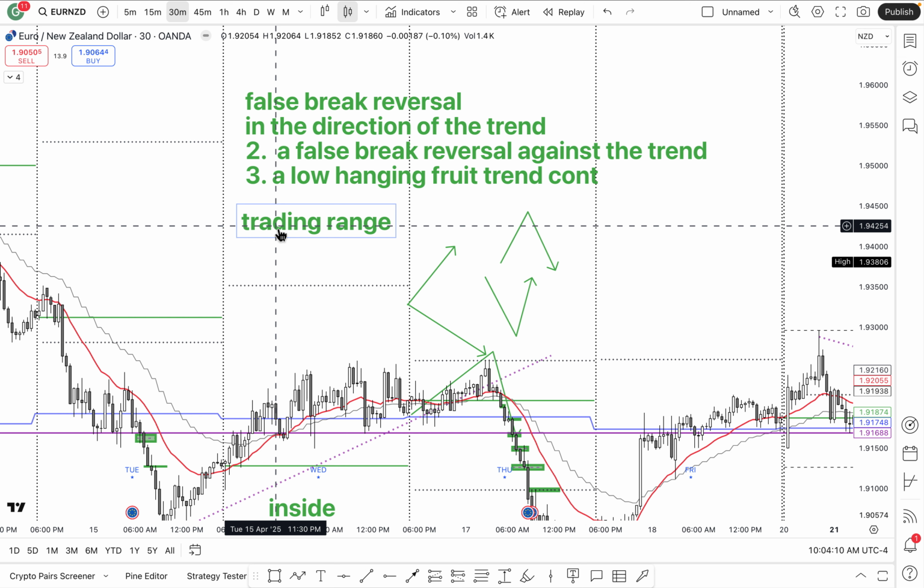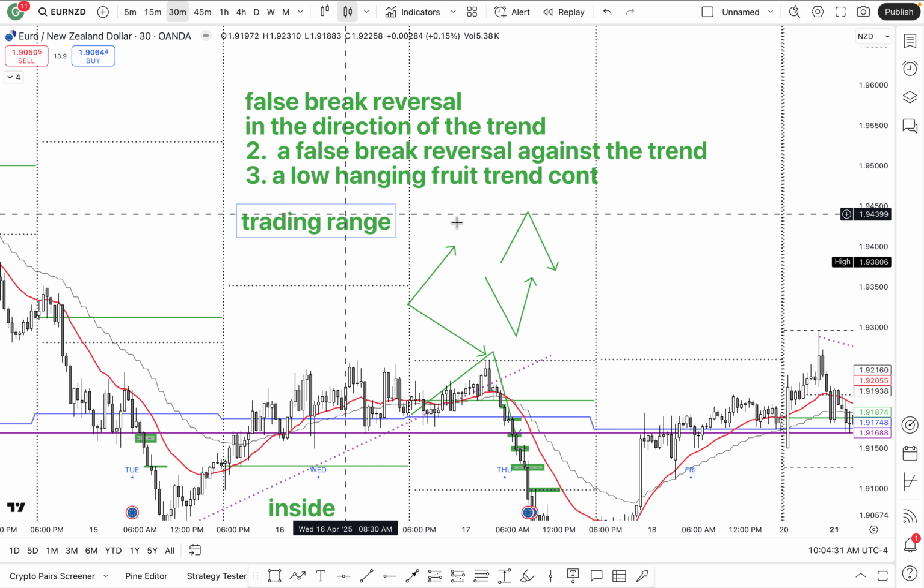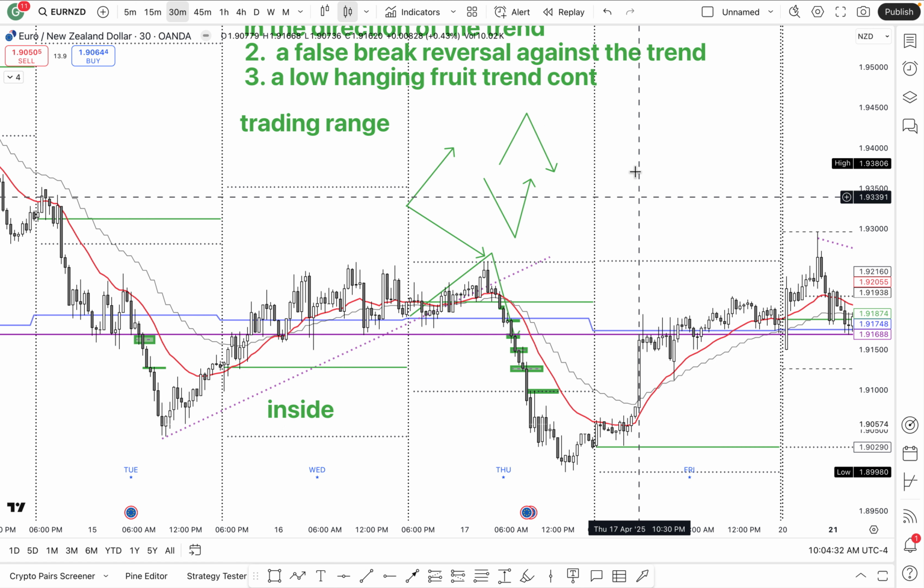And also, a breakout of an inside day in a trading range can also lead to a new trend. It can be a downtrend, it can be an uptrend. So a trading range can have an inside day that breaks out of that range. Now, let's get in detail.